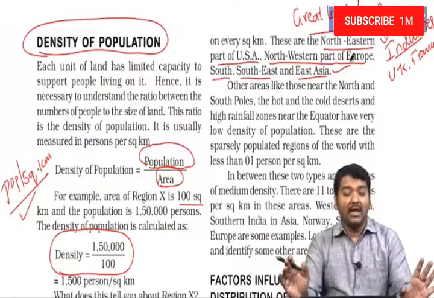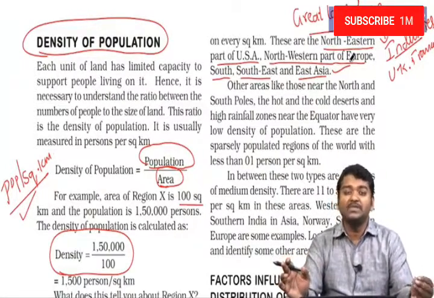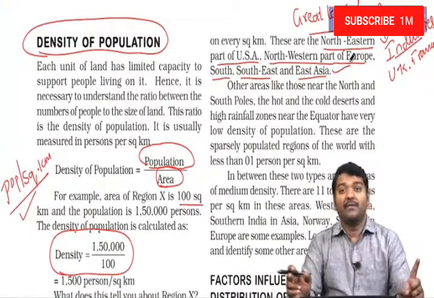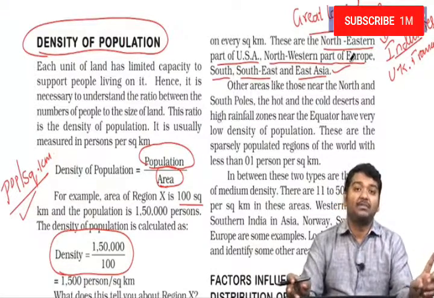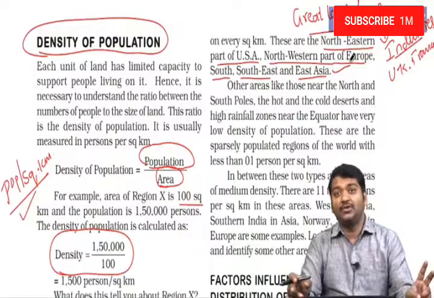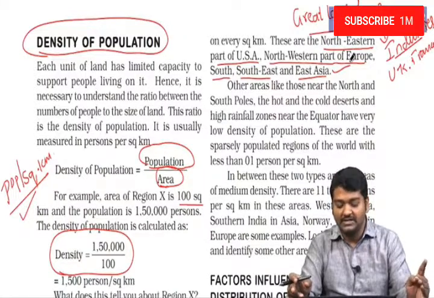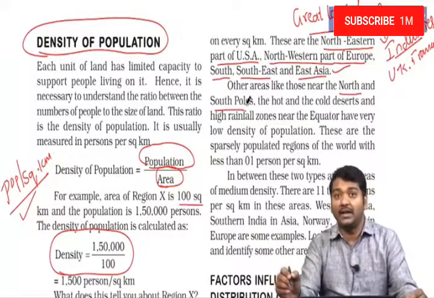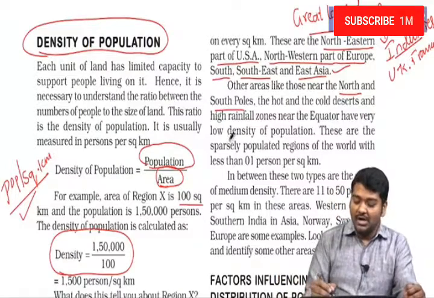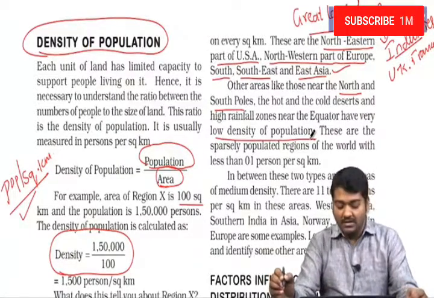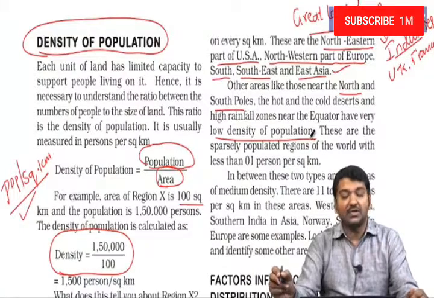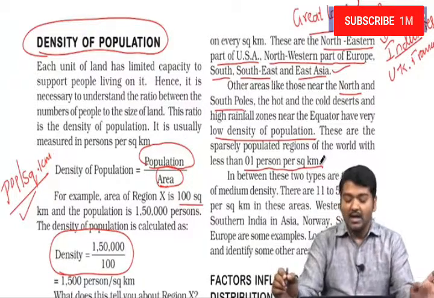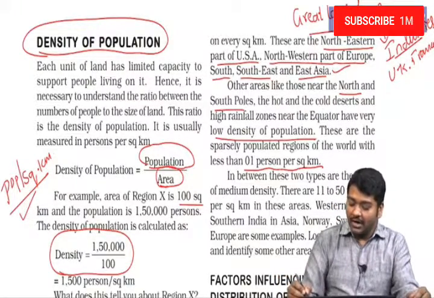Please remember this. For North America and South America, there is not much; Brazil has some areas, but in North America we are talking about the industrial parts. In Europe, the northwestern part, and then South, Southeast and East Asia. Other areas closer to the North Pole and South Pole, like Canada and Russia, usually have low density. These are sparsely populated regions of the world with less than 1 person per square kilometer. This is very important for us to look at.